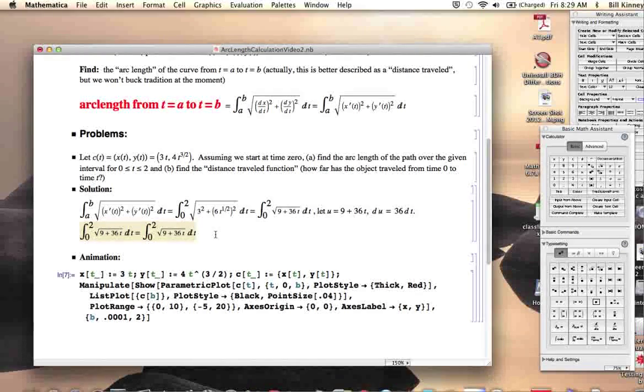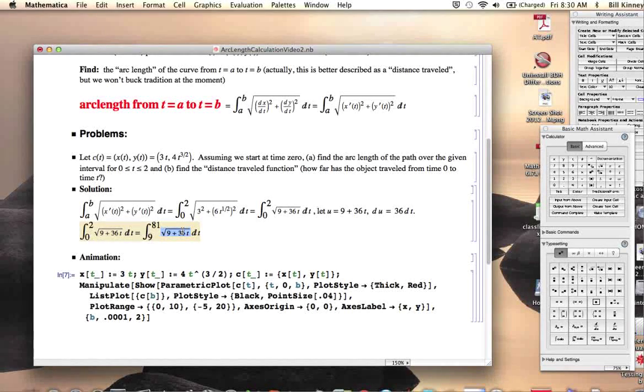Note that when zero is the lower limit of integration, so when t is 0, what is u? I've got to use this equation to figure out that the lower limit in terms of u is going to be 9. So this will be a 9 here. And then when t is 2, plug in t equals 2 here, you're going to get 36 times 2 is 72, plus 9 is 81. This upper limit of integration in terms of u is going to be 81.